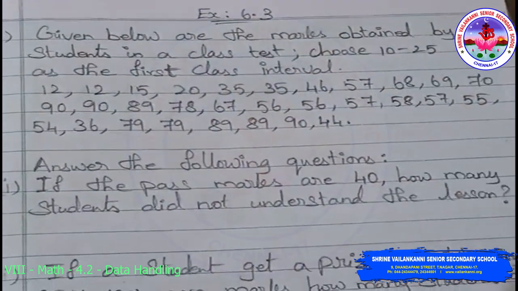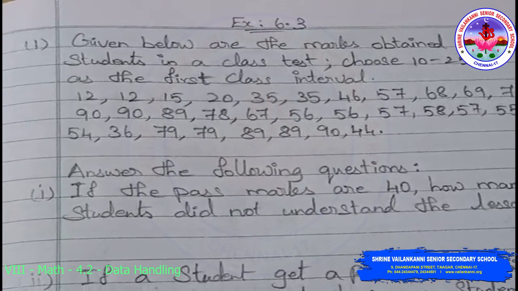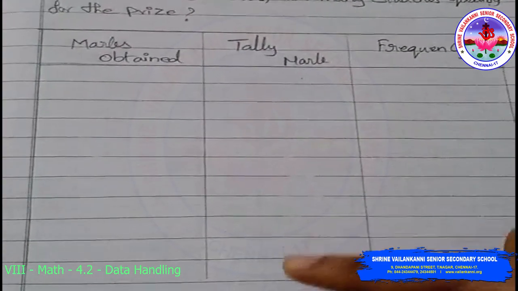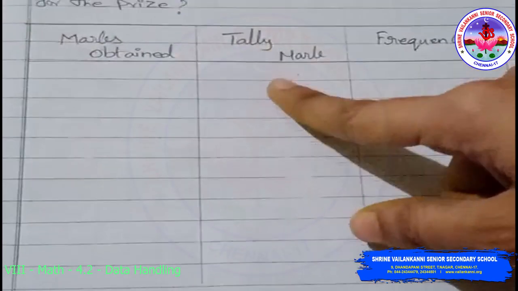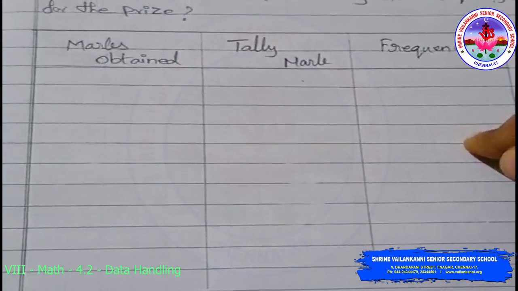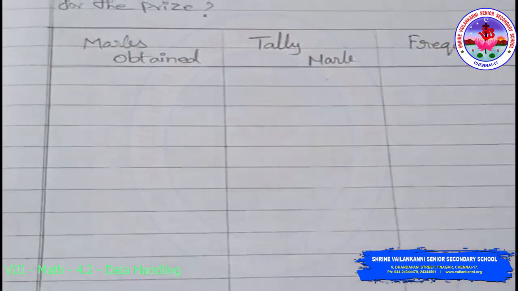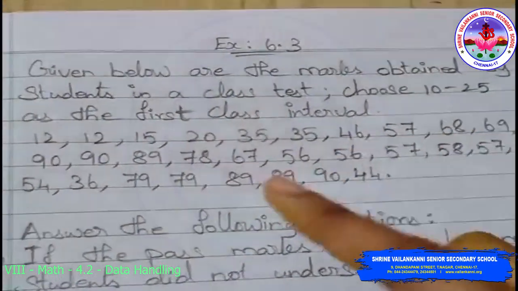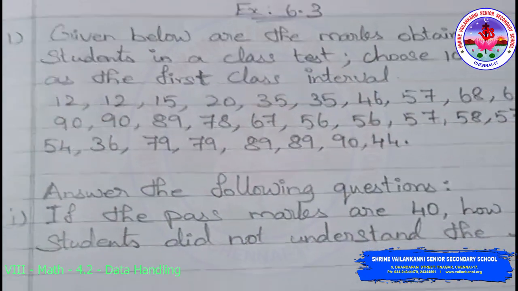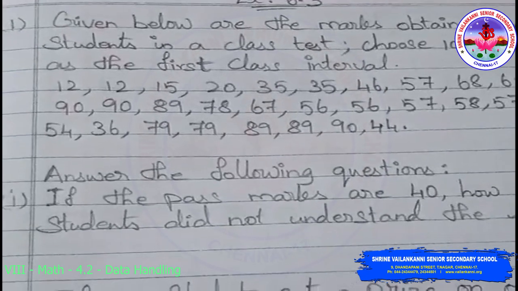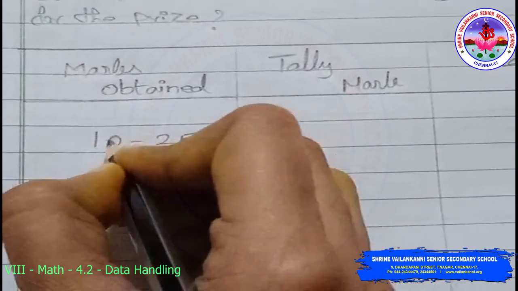Now you can draw the class interval frequency distribution table. This is the frequency distribution table. Here the first column is marks obtained, the second column is tally marks, the third column is frequency. Here the class interval is marks obtained. In this question, choose 10 to 25 as the first class interval. So the first class interval is 10 to 25.